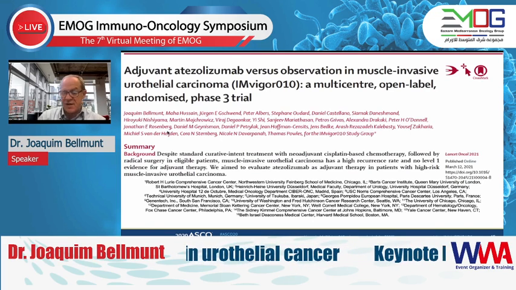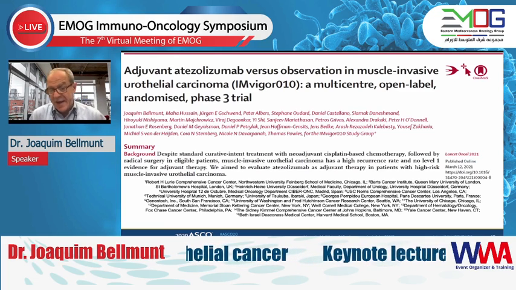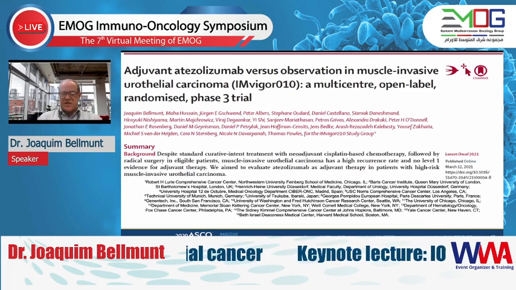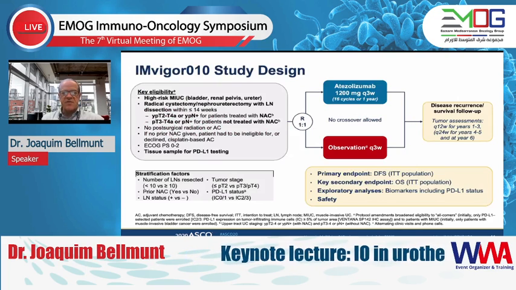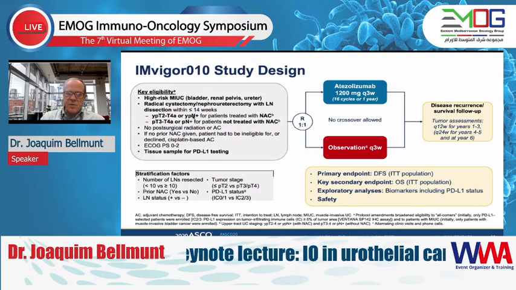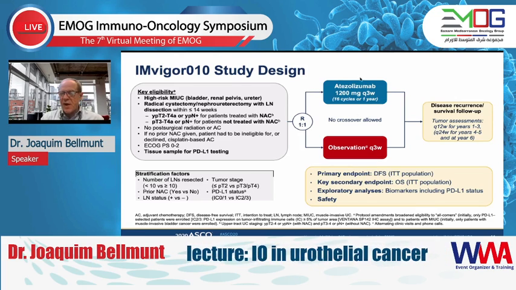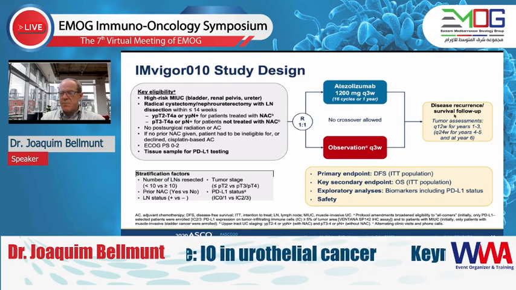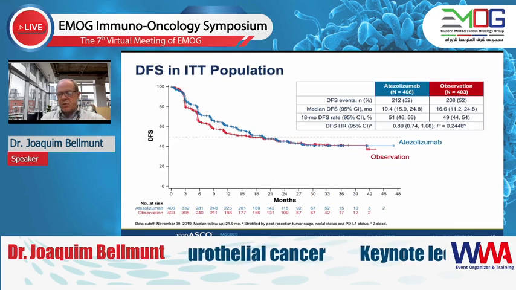I was the PI of this trial. Unfortunately, I chose the trial that ended up being negative, but we're going to see some interesting data with nivolumab in the same setting of adjuvant therapy. Here is the design of the IMvigor010. Patients after cystectomy, having or not received neoadjuvant, if there was disease there, were randomized to receive 1 year of atezolizumab versus observation. The main endpoint, disease-free survival, and unfortunately, as mentioned, this endpoint was not met.